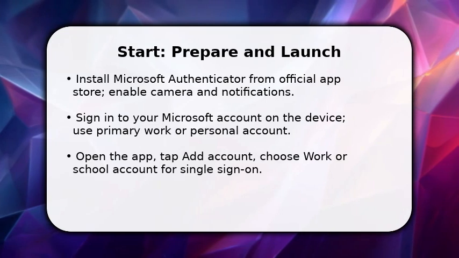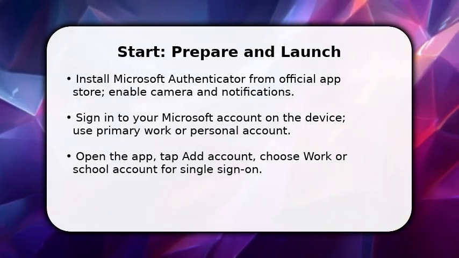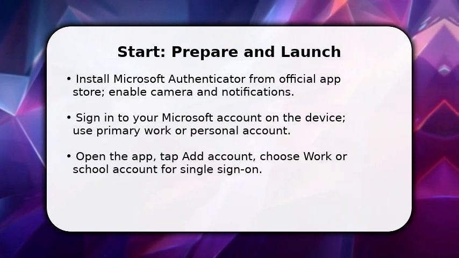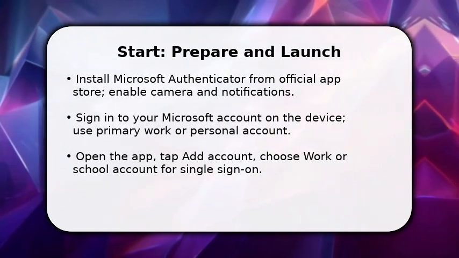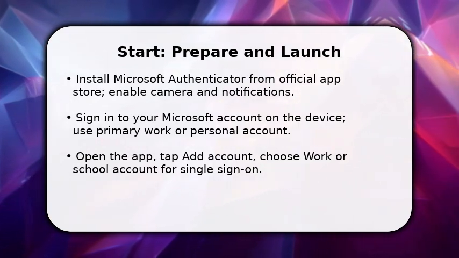You begin by installing and granting the Authenticator app its basic permissions so QR scanning and push notifications work. Next, sign in with the Microsoft account you will use. This ties tokens and pushes to your identity.